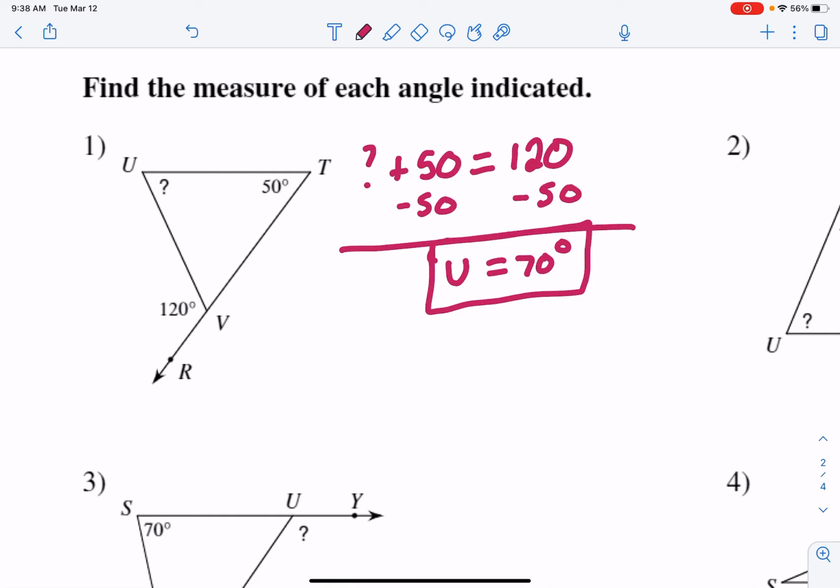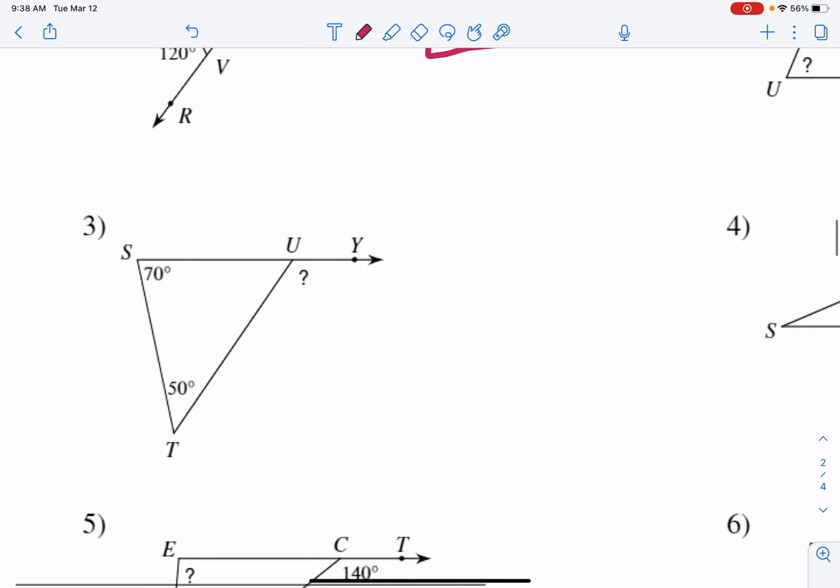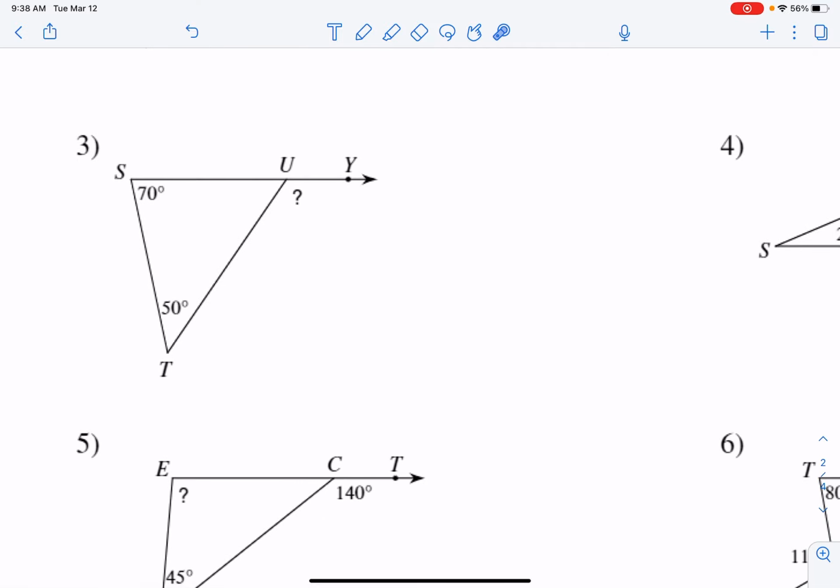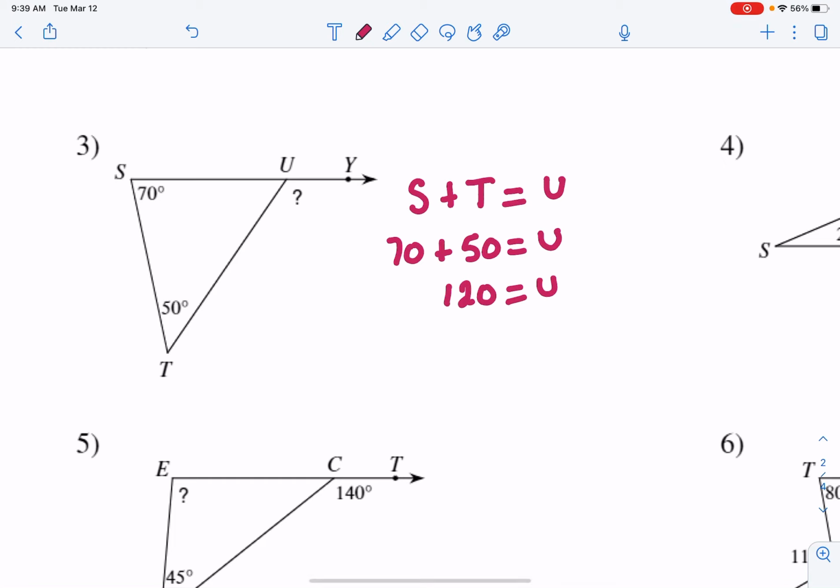Let's look at number 3. All right, now here they gave us the two interior angles and we're looking for the exterior angle. So that means we're going to do angle S plus angle T, and that's going to give us our exterior angle U. So we know S is 70, T is 50. So if we add those together, we get 120 degrees is equal to angle U. All right, so that's how you're going to do numbers 1 through 8.